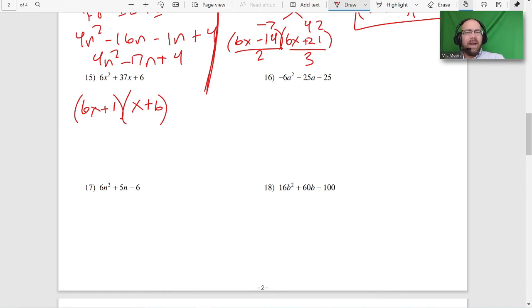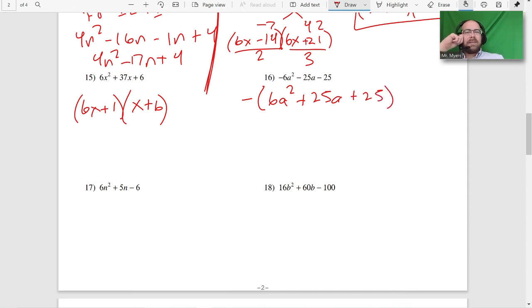Next one. All of these have a negative in them. I think that's going to make things more complicated. I don't think there's anything else going on there as far as greatest common factors other than a negative, but I don't like that there's a negative. So we're going to factor out that negative. 6a, 25, and 25. Okay.